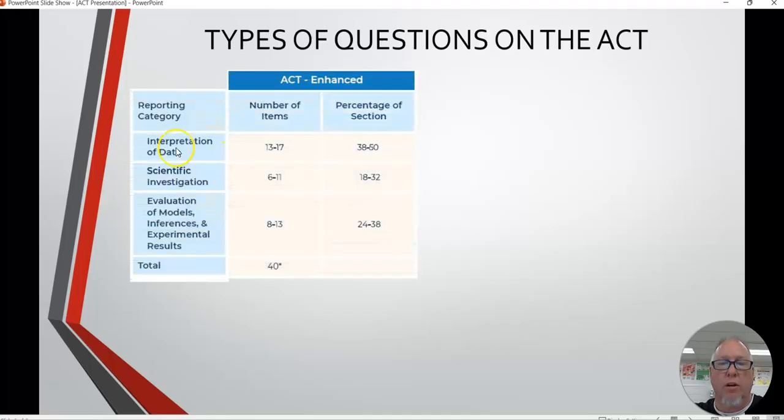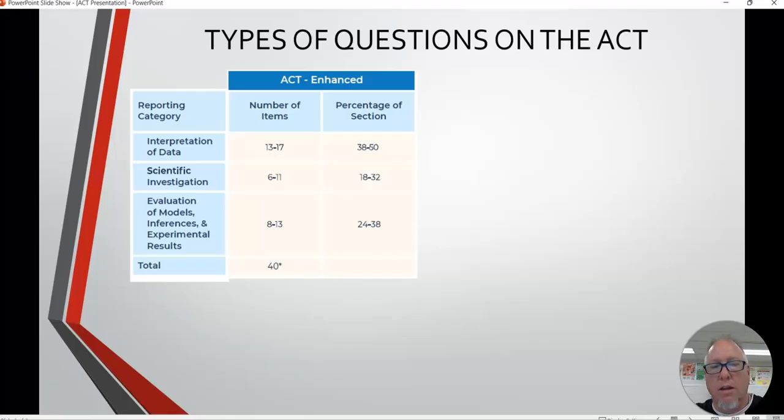Okay, so now that we have the types of questions that there are, this is the breakdown of how that's going to work. For interpretation of data, there's going to be about 13 to 17 questions on that particular topic. For scientific investigation, questions about experiments, there's going to be between 6 and 11 questions. And when you have to do the evaluation of models, there's going to be somewhere between 8 and 13. So the biggest category is interpretation of data, which is going to be reading charts, reading graphs, and those types of questions.